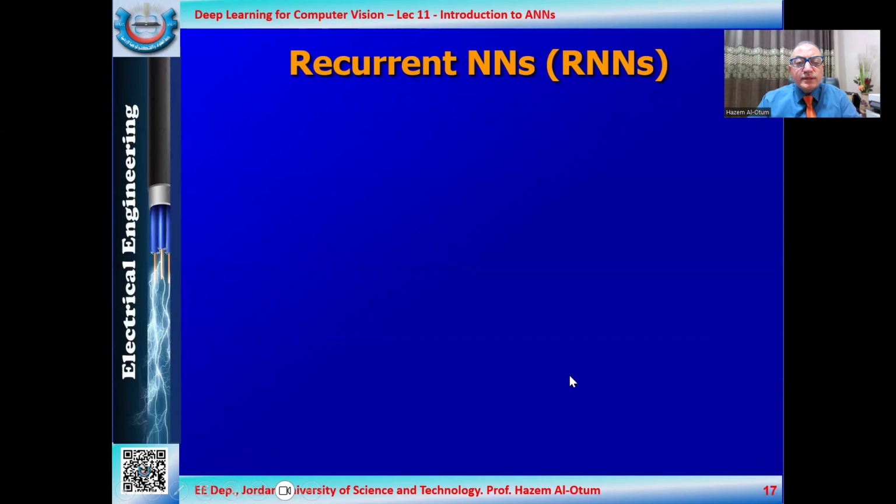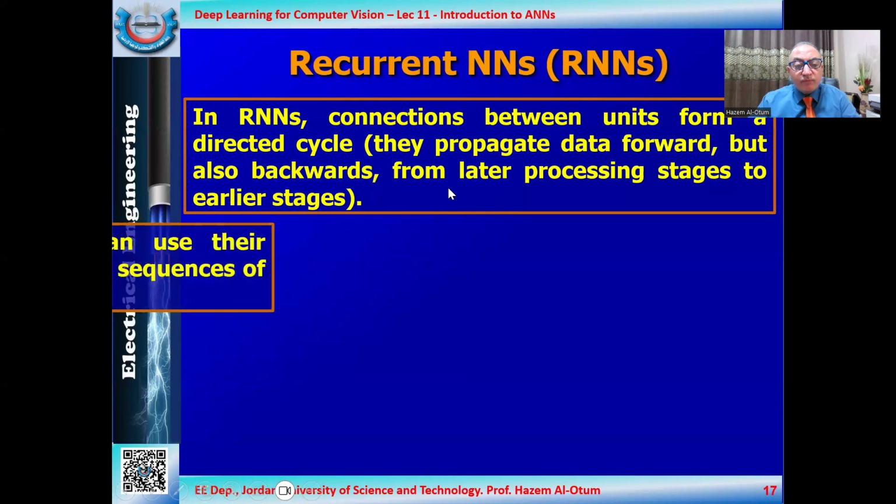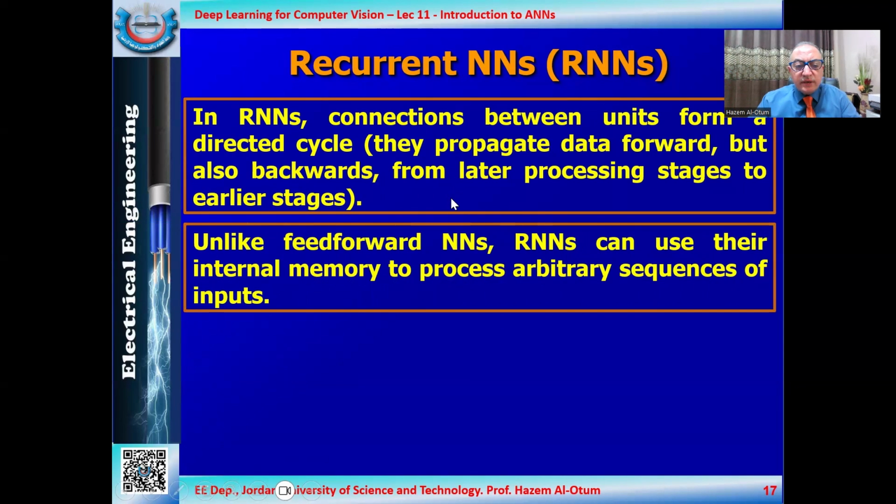The third type of neural networks is the recurrent NNs. What is the difference between this type and the other two types that we discussed before? In an RNN, in general, the connections between the units are made in a cycle, so they form a directed cycle. The information can propagate from the input to the output in the forward direction and also in the backward direction, from later stages to earlier stages. In this case, you may need some internal memory to process specific or arbitrary sequences in your inputs. This means it requires higher computation, more complex systems, and higher processing and memory facilities.